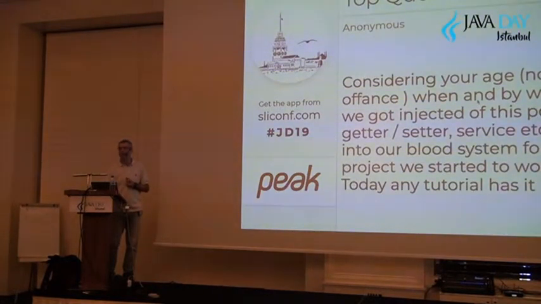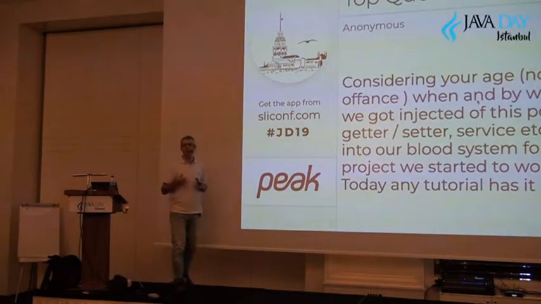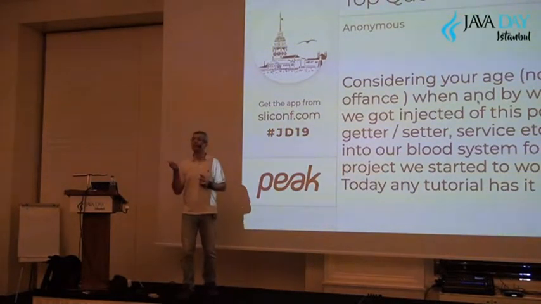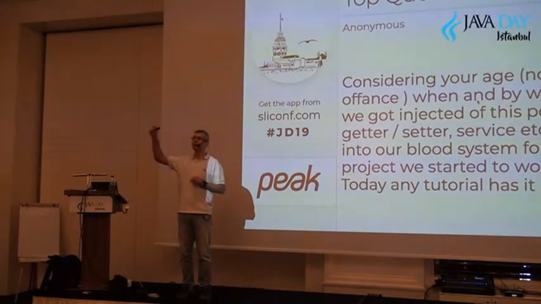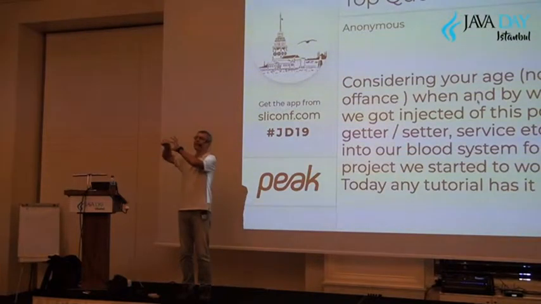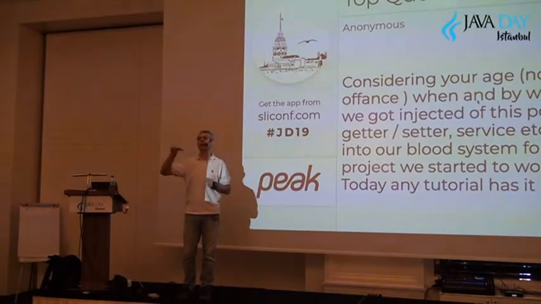Question: considering your age, no offense, when and by whom did we get injected with this poison, getter, setter, service, blah, blah, blah? Okay, that's a very good question. Actually, it started with JavaBeans. There is something called the JavaBeans specification that tells you that for every attribute you need to have a getter and a setter so that it can be manipulated by every framework which has no prior knowledge of your class.